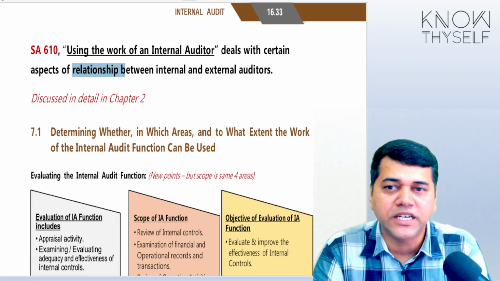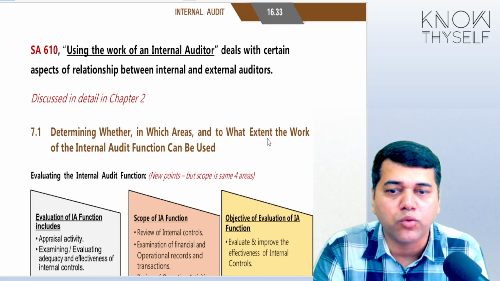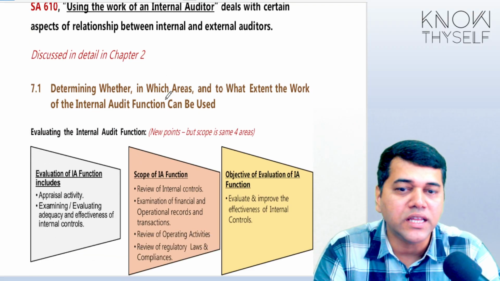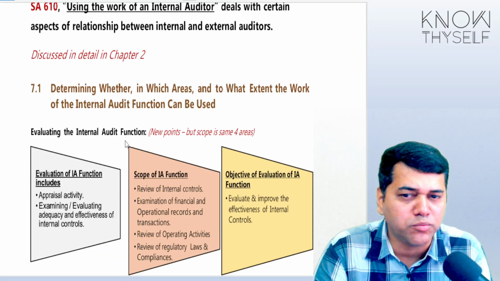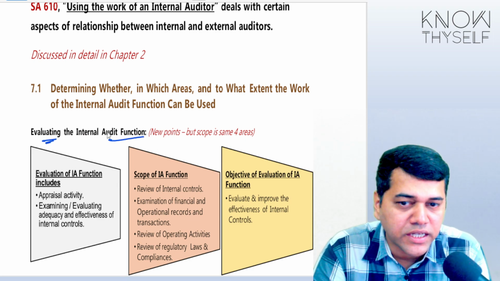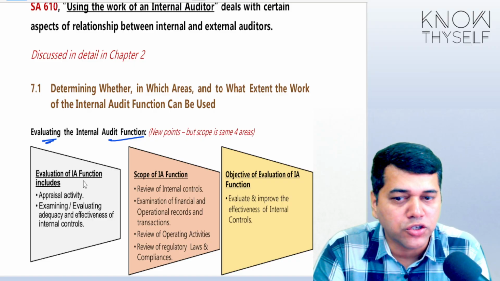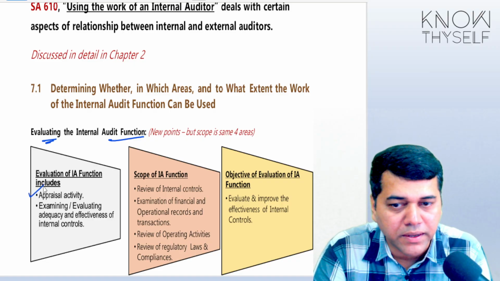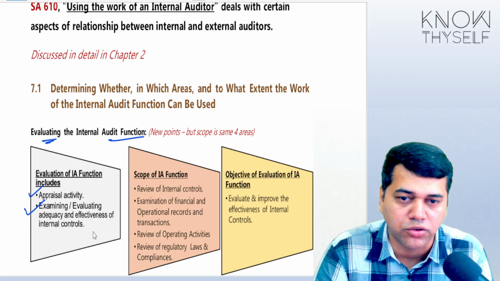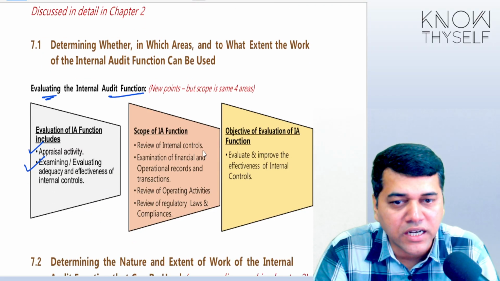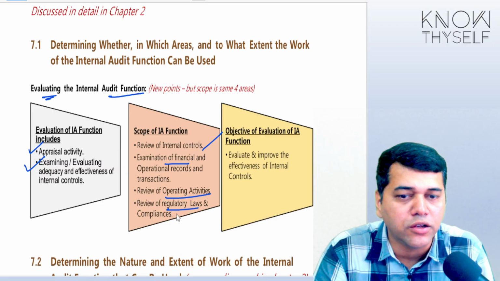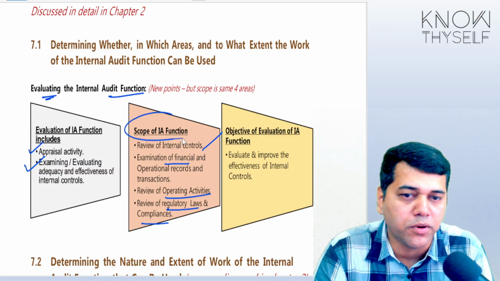Now, determine which areas and to what extent the internal audit function can be used. Evaluating the internal audit function: this is more like what the scope of the internal audit function is. Evaluation of the internal audit function includes your appraisal activity, examining and evaluating the adequacy and effectiveness of the internal control. The scope includes internal controls, financial operations, operating activity, and regulatory and compliances. That is the scope of the internal audit function.